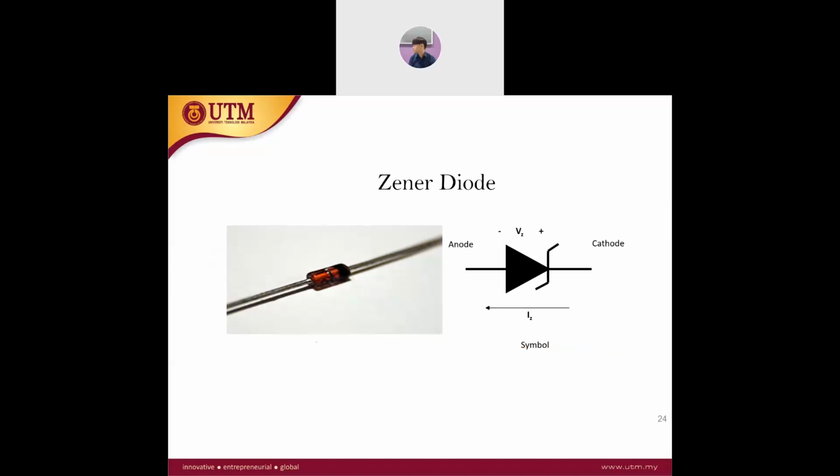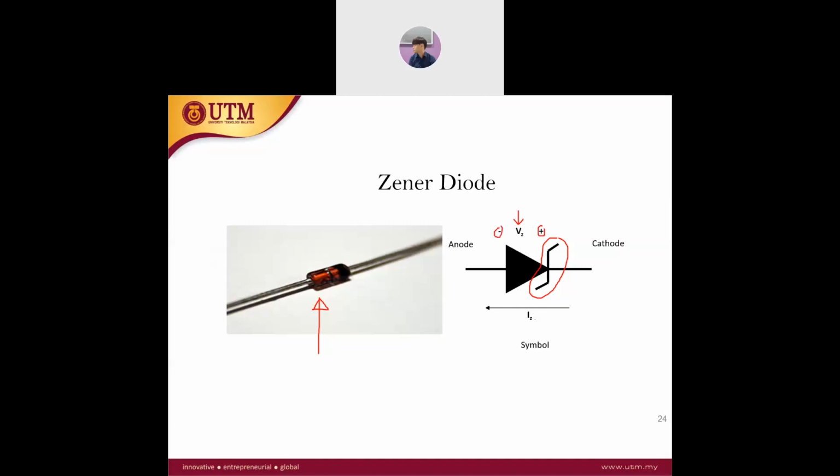So this is your ZENER diode. This is the packaging, the physical outlook. And this is the symbol of it. It looks like a Z, so ZENER diode. Because it operates in the breakdown region, we have VZ, not VD, not the voltage drop or diode drop. VZ is the ZENER voltage, because it's designed to operate in the breakdown region. So this one has the opposite polarity for the VZ.